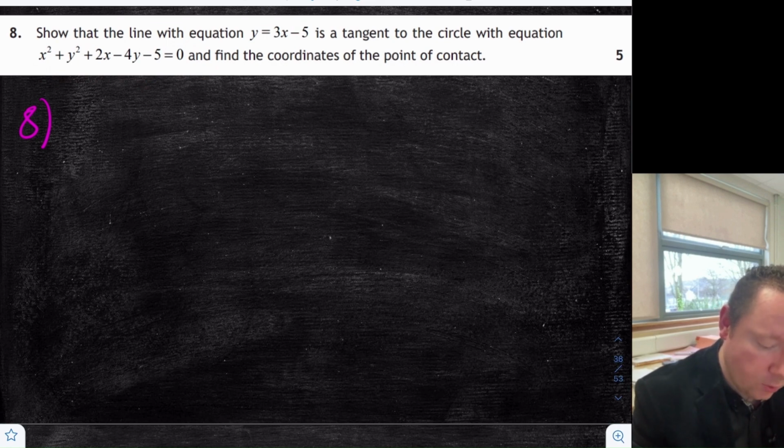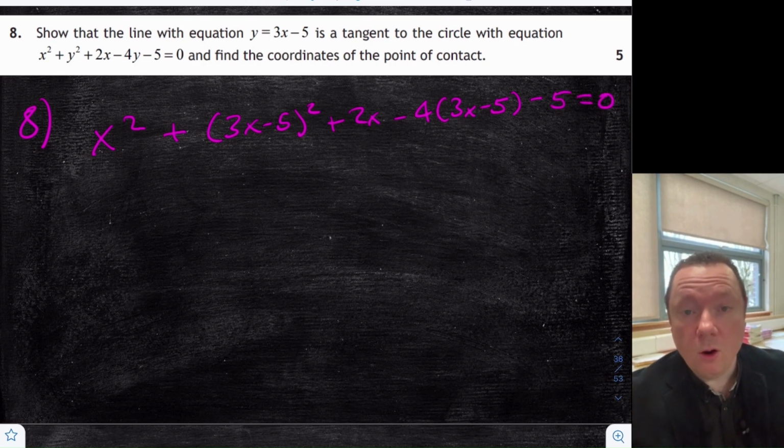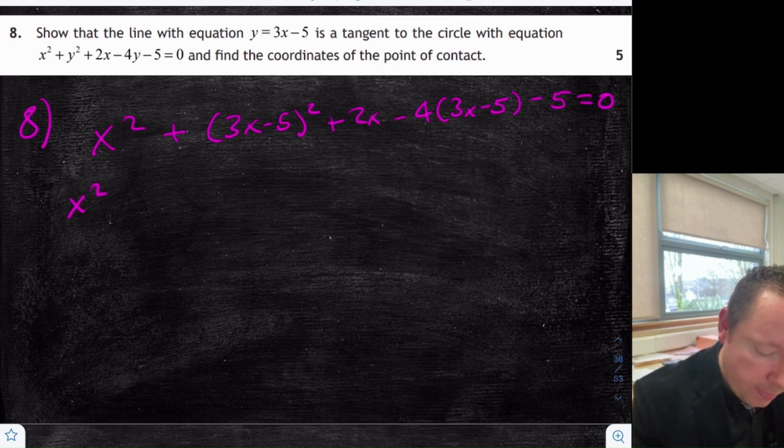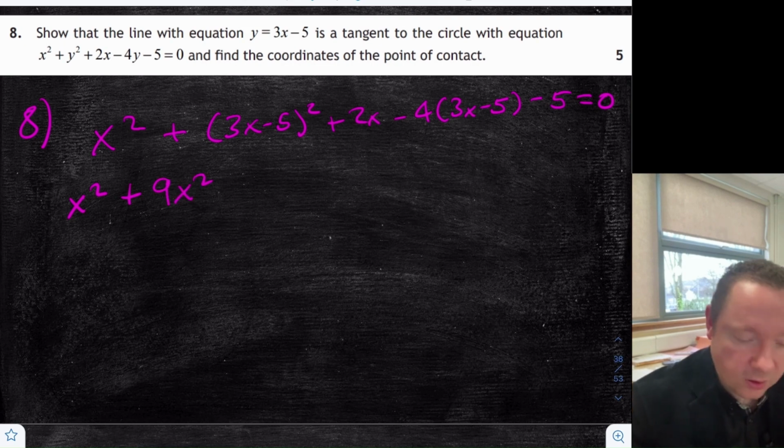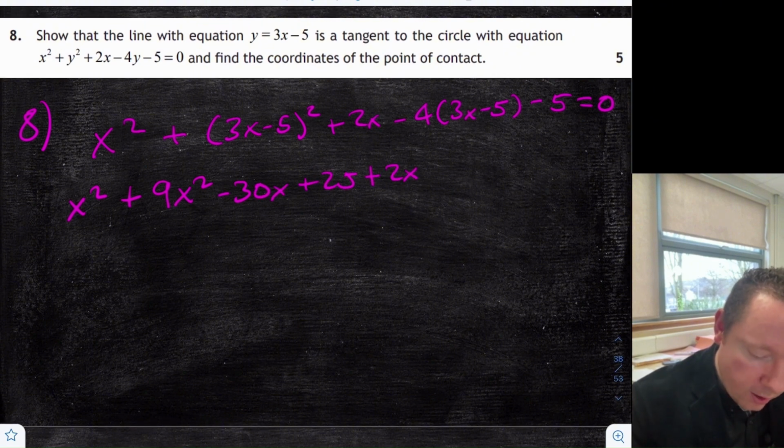So I've got x² + (3x - 5)² + 2x - 4(3x - 5) - 5 = 0. So multiplying out our brackets, we get x² plus 3 3s are 9, so 9x², 3 5s is 15 times 2 is 30, so -30x + 25 + 2x. 4 3s is 12, so -12x. 4 5s is 20, so +20, then -5 equals 0.